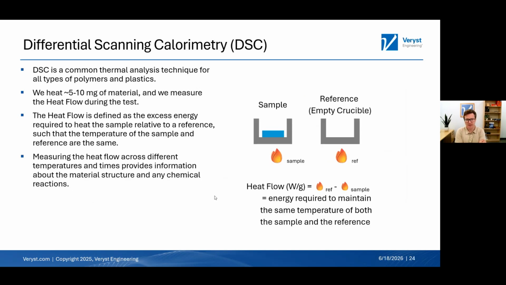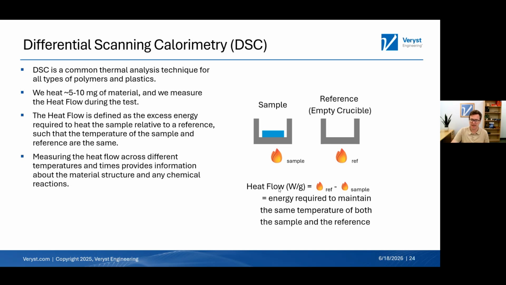And so the technique that I want to spend a bit more time on is DSC, or differential scanning calorimetry. This is a thermal analysis technique that is, in my opinion, extremely powerful and extremely counterintuitive to understand. One of the reasons it's so powerful is that you only need a few milligrams of material. What we're actually measuring in a DSC test is two crucibles that we're heating at the same heating rate. One of those crucibles has a sample, and one of them is empty. What we're measuring is the difference in heat flow between the sample and the reference.